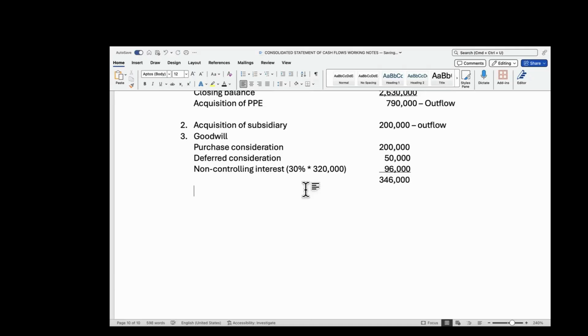346,000. So what's the closing balance? Sorry, what's the net asset acquired? 320. So what's the goodwill? 26. So now this is the goodwill that happened during the year.